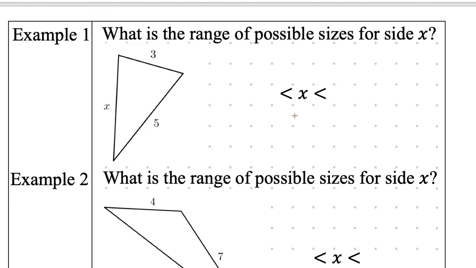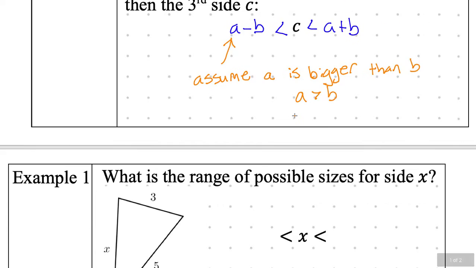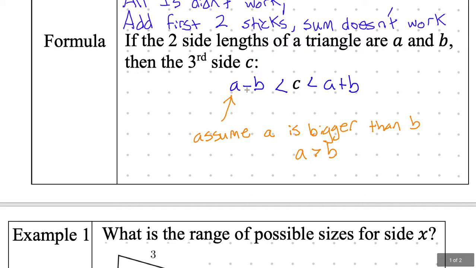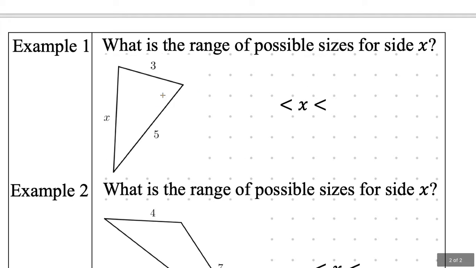But if you do 5 minus 3, it would have to be bigger than that. What's 5 minus 3? 2. What's bigger than 2? 3, 4, 5. All right, so again, you're just using the formula, A minus B. Subtract the two numbers that you're given. 5 minus 3 is 2. I have to be bigger than 2.